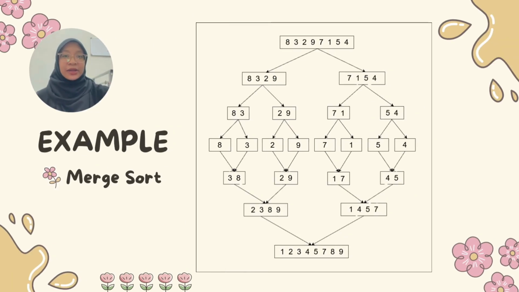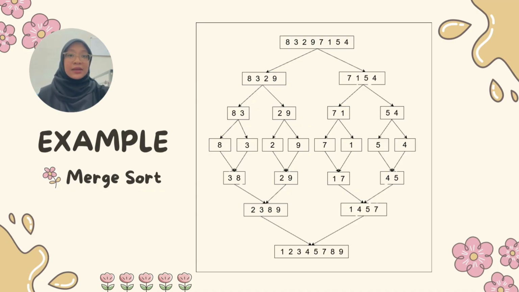Alright, now let's look at the common example of divide and conquer, which is merge sort. Suppose we have an unsorted list of numbers: 8, 3, 2, 9, 7, 1, 5, and 4. Instead of sorting all 8 numbers at once, merge sort first divides the list into two smaller halves.